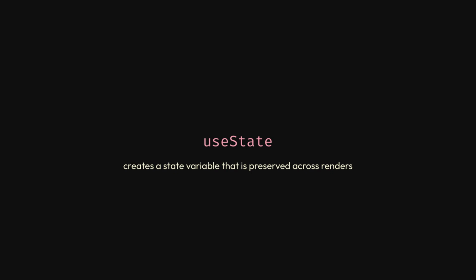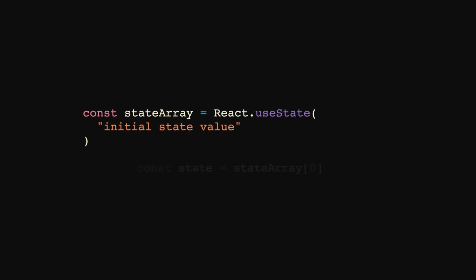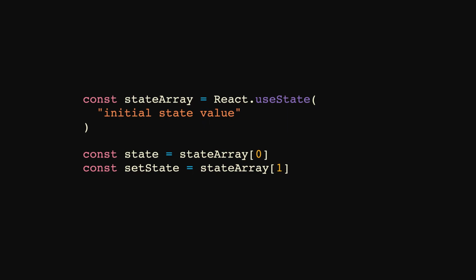useState is the blessed way to preserve a value across component renders. It comes built in with React and can be accessed via React.useState. It takes in a single argument, the initial value for the piece of state, and returns an array with the first item being the state value and the second item being a way to update that state.